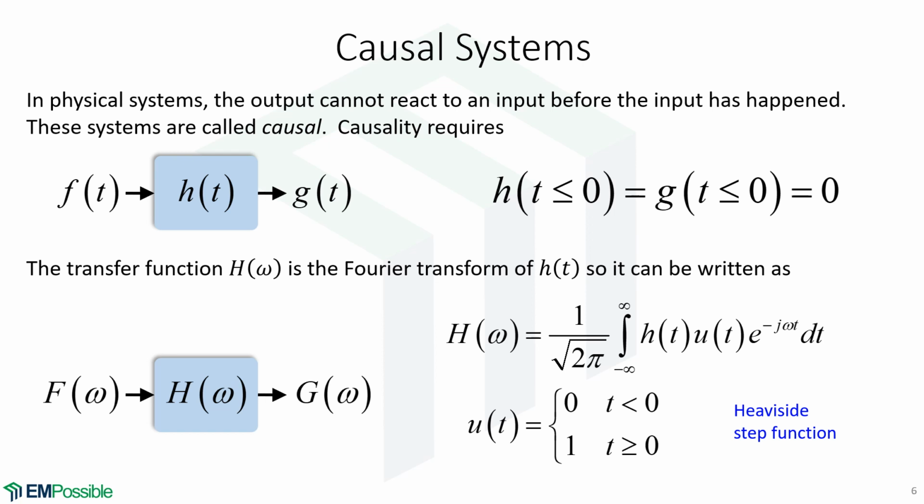If we look at this in the frequency domain, and our transfer function, which we're writing as a capital H as a function of omega, here we're Fourier transforming our impulse response, but what we've done is we've multiplied the impulse response by a step function. This is called the Heaviside step function, and it is 0 for all time values less than or equal to 0, and it is 1 for all time values greater than or equal to 0. And writing it this way will allow us to derive the Kramers-Kronig relations.